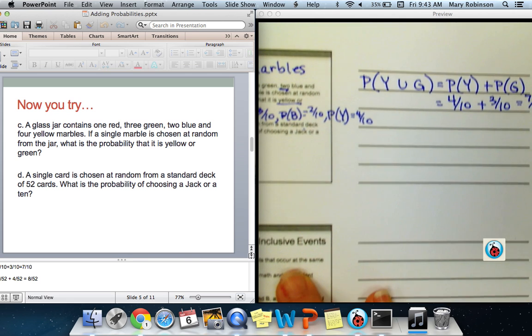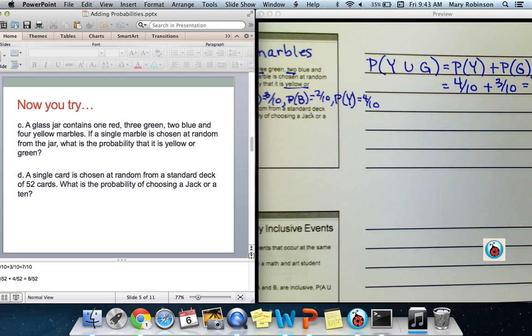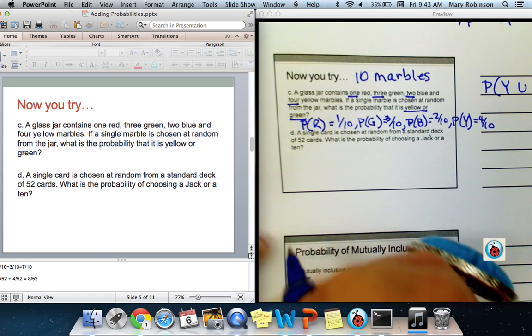Next, I want you to try part D after I read it. D says, a single card is chosen at random from a standard deck of 52 cards. What is the probability of choosing a jack or a 10? We first need to understand how many jacks and 10s there are.